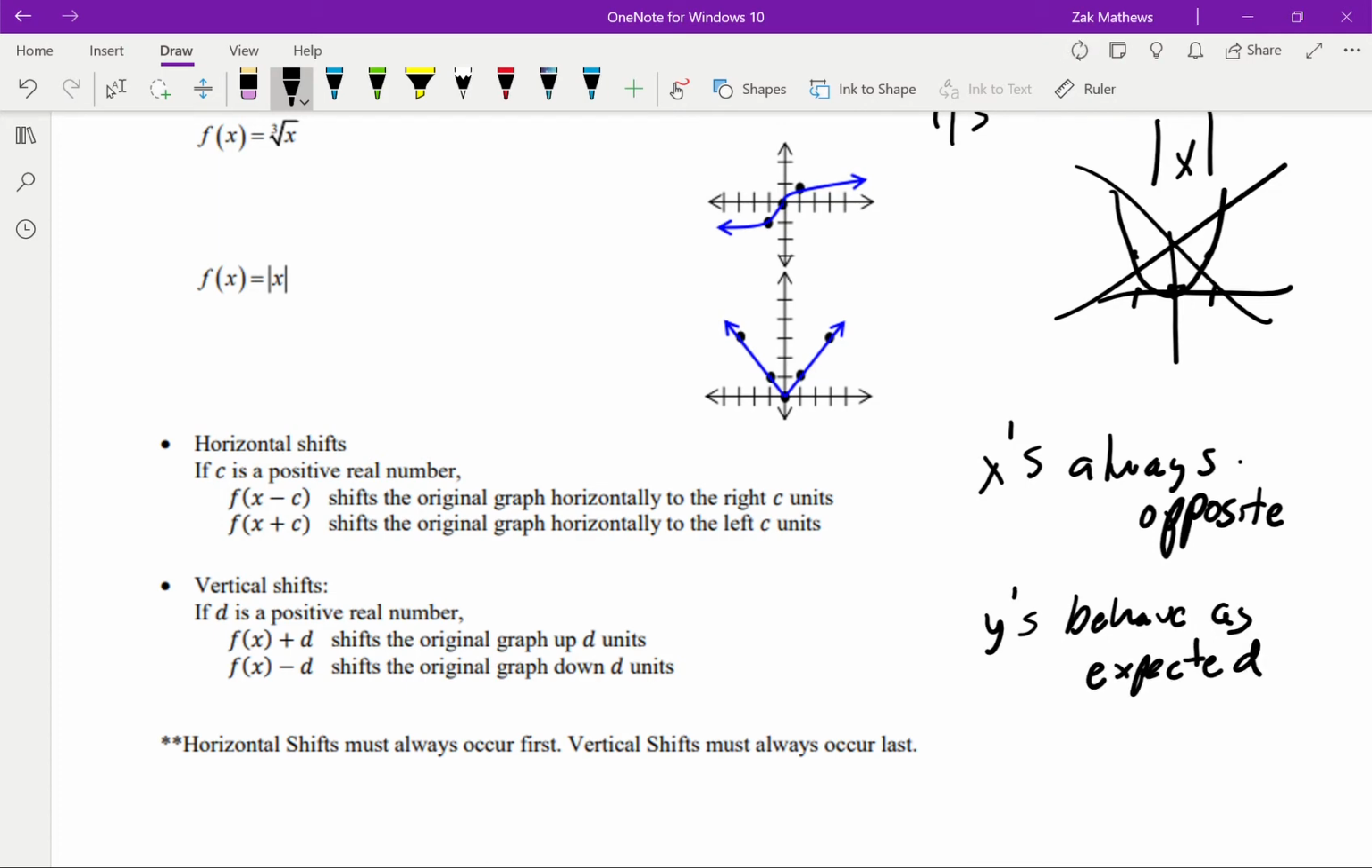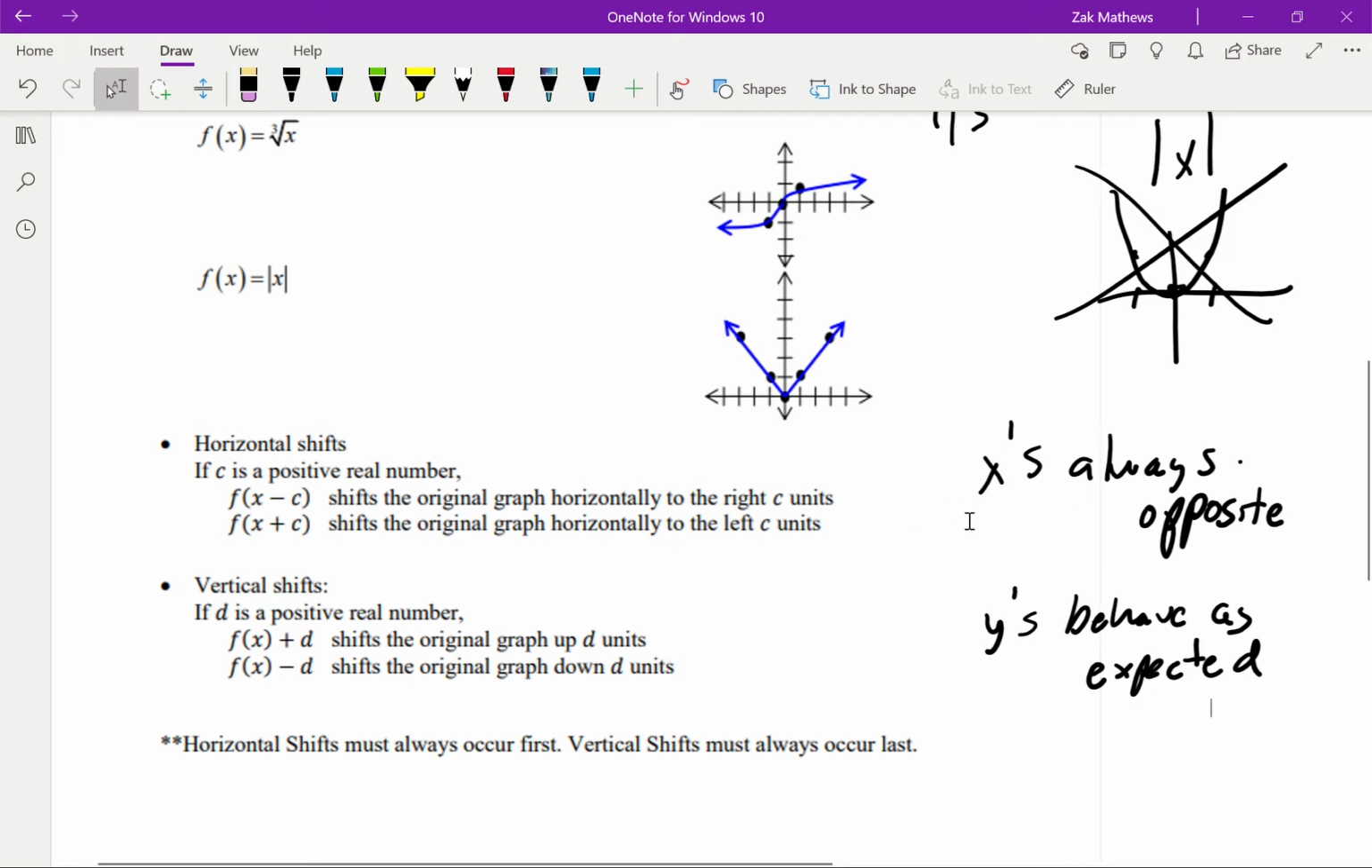Because if I told you something like x minus 2 squared, you'd say, well, minus 2, minus would mean I'm moving to the left. But x's are always opposite, so it'd actually go 2 to the right. If I see something like x squared minus 2, I'd say, well, minus 2 should be making it less, it should be moving it down, and that will be exactly correct in the y's case, versus if it is x squared plus 2, I'd say, well, that should make it bigger, and it does.